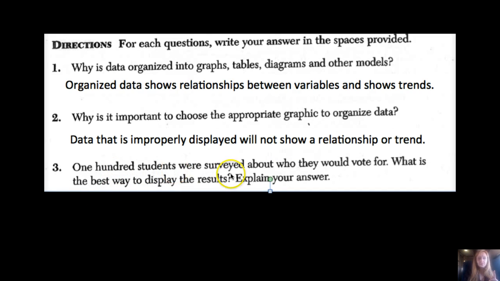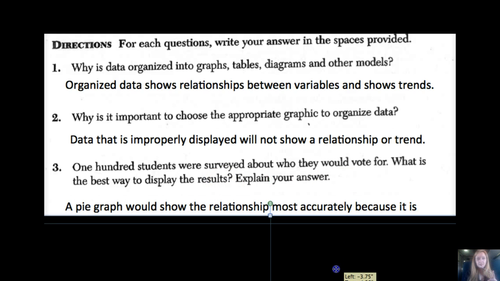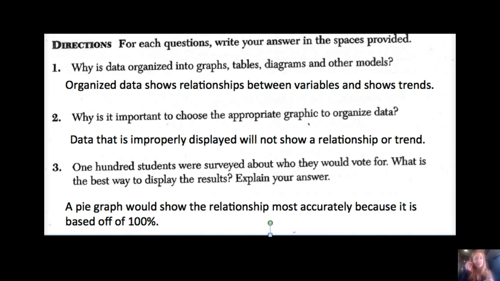100 students were surveyed about who they would vote for. What is the best way to display the results? Explain your answer. A pie graph would show the relationship more accurately because it's based off 100%. So pie charts are used for percentages. When there's a whole, you can show how much each part is taken out of it.